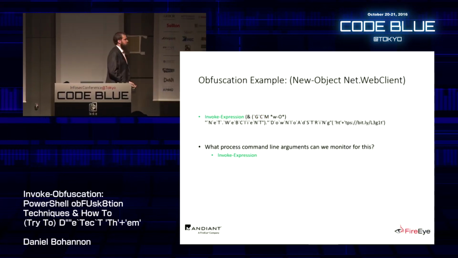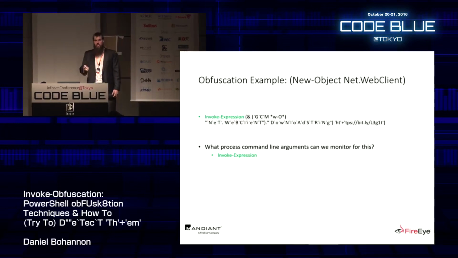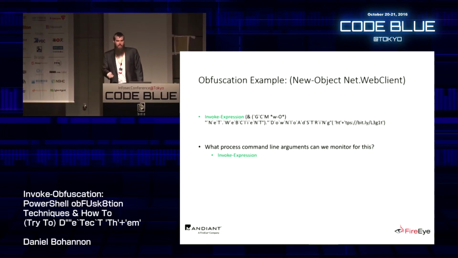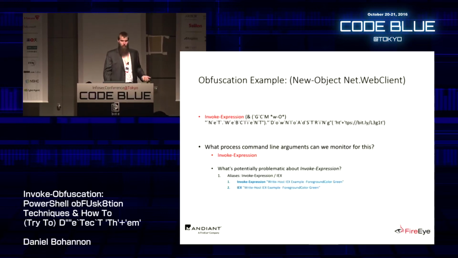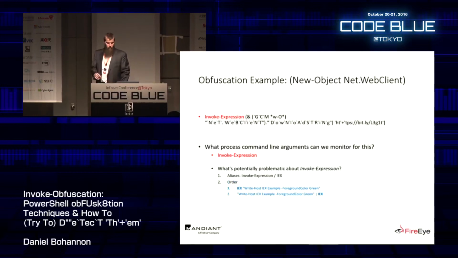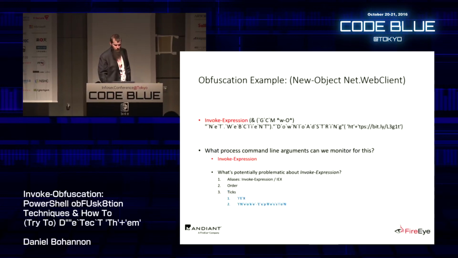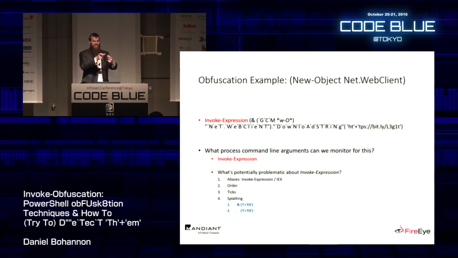So invoke expression. This is actually a really, really good indicator, even just by itself. If you see invoke expression or IEX on the command line, it's definitely something to look at. So what's problematic about invoke expression? Well, again, it has an alias of IEX. Ordering, you can have it at the beginning or the end of your expression. You can have tick marks in front of the commandlets. You can do splatting, so now you treat the commandlet name as a string and can start to manipulate it.